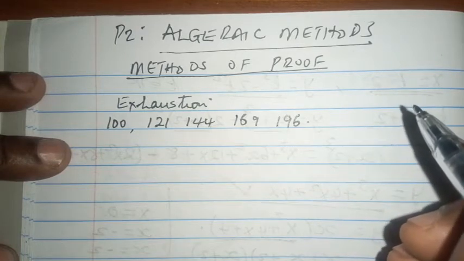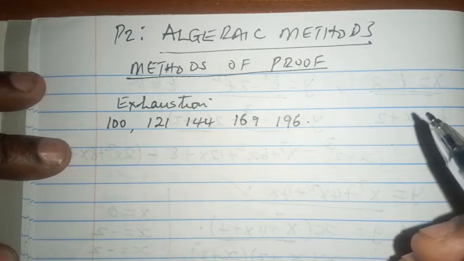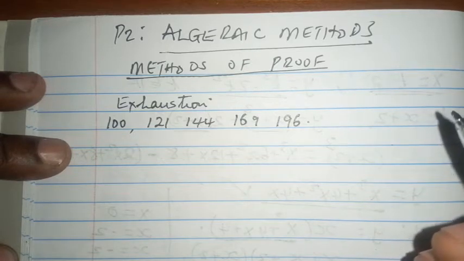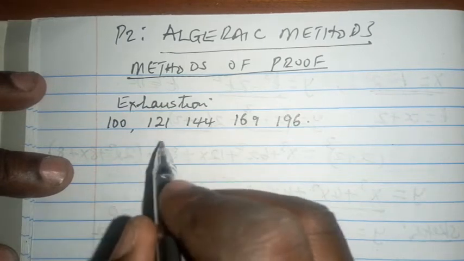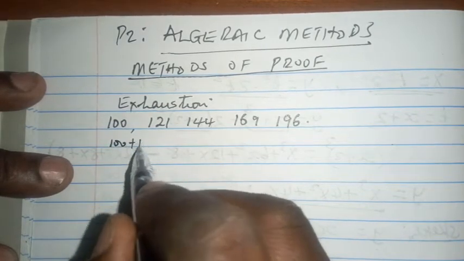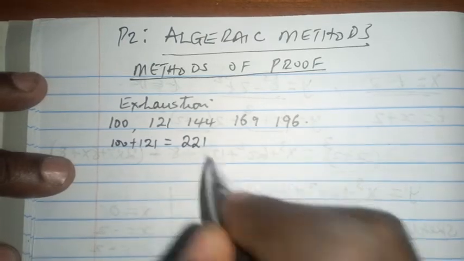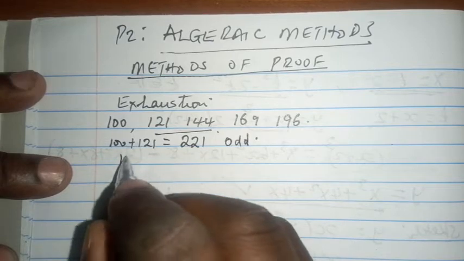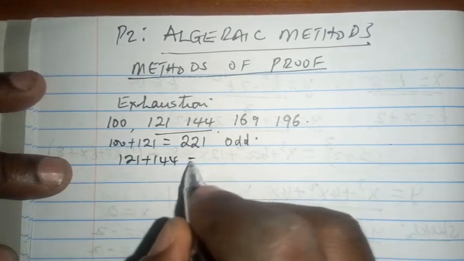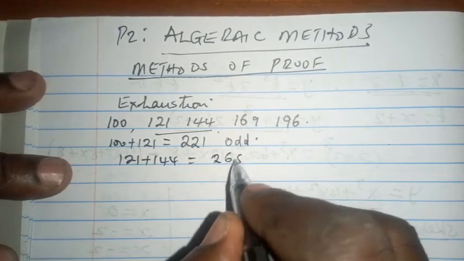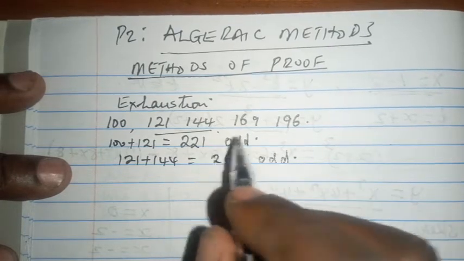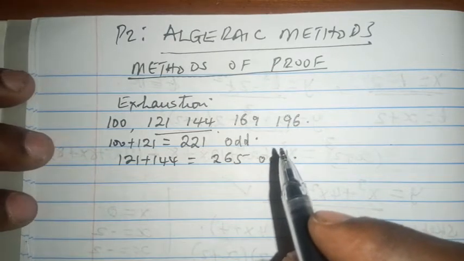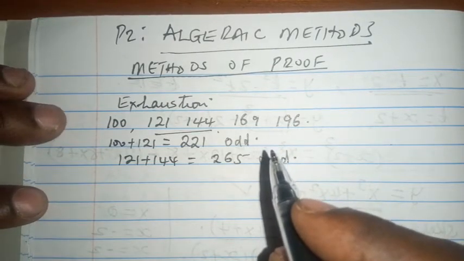The sum of two consecutive square numbers between 100 and 200 is an odd number. Can we try it out? We may start with 100 plus 121, which is 221. This is odd. Then 121 plus 144 is 265, which is odd. Now we are using exhaustion.